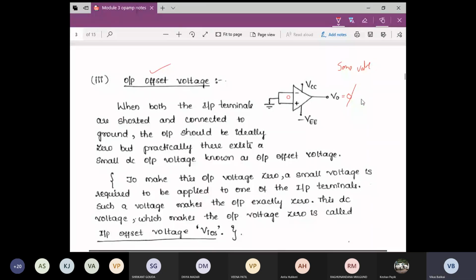See, when both the input terminals are shorted and connected to the ground, the output should ideally be 0, but practically there exists a small DC output voltage known as the output offset voltage. So with this connection I should be getting 0, but if I get some output voltage, that extra voltage I am getting is known as the output offset voltage.